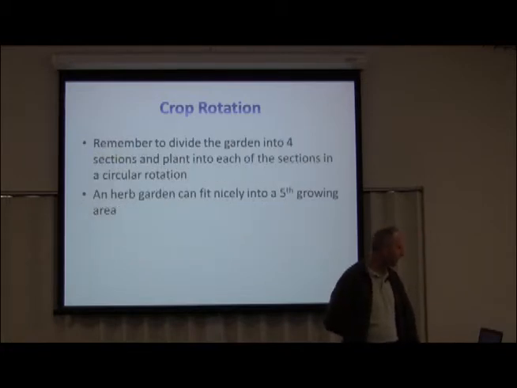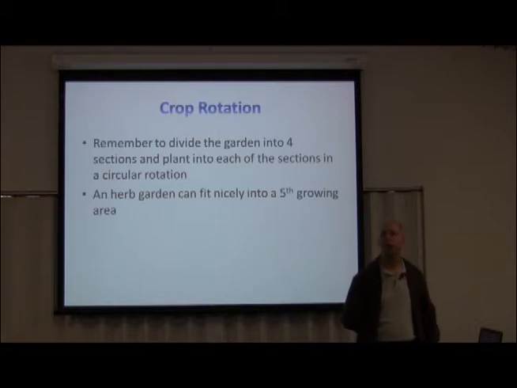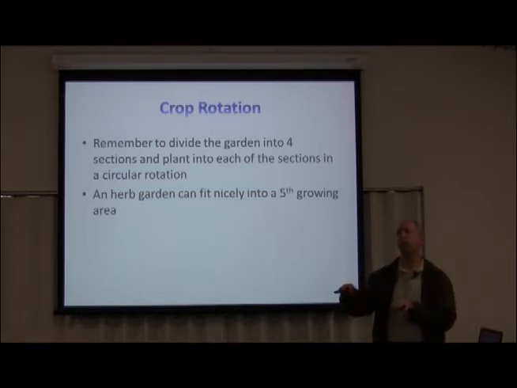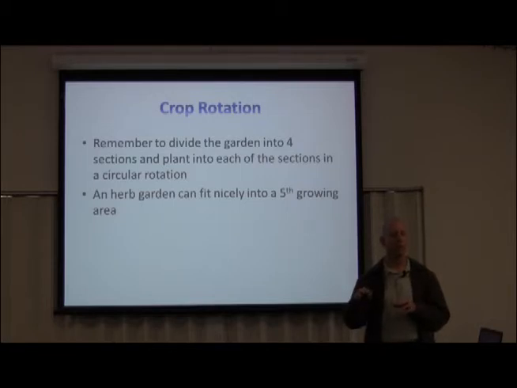So what we do is we divide the garden into 4 sections. We plant into each of the sections in a circular rotation. An herb garden can fit nicely into a 5th growing area. And what I'll do is I'll intersperse my beneficial plants that repel the pests I'm trying to get rid of within the row or the 4-foot wide bed of where I'm trying to grow.